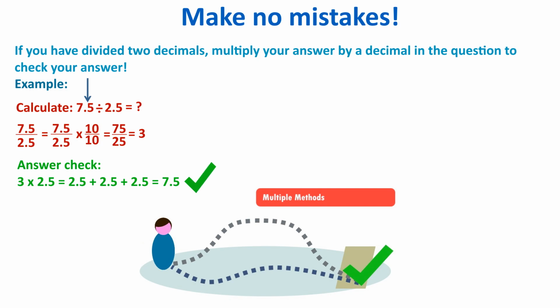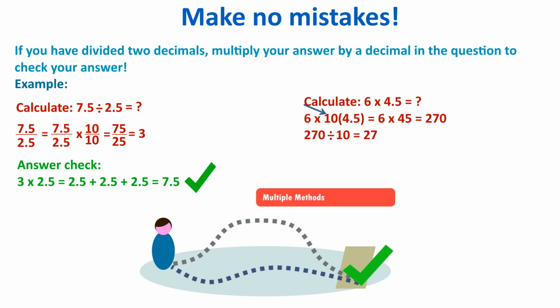You can also do this with any multiplications. So say for example we had 6 times 4.5. When we're answering this question for the first time in the exam, we'd want to make 4.5 a whole number, so we'd times it by 10 to give us 6 times 45. We know that this is equal to 270, so all that's left now is to divide 270 by the number that we multiplied here at the start, so 270 divided by 10, and that's equal to 27.